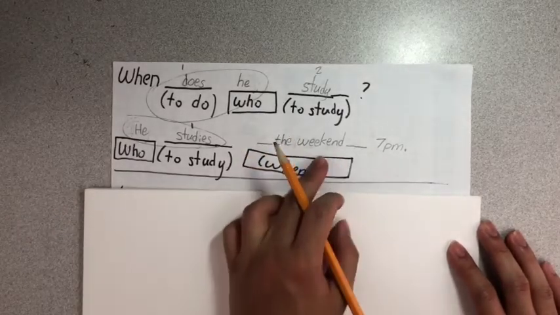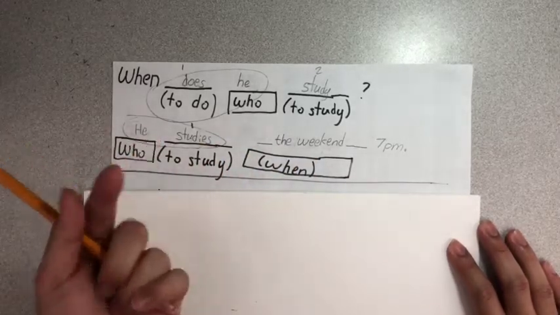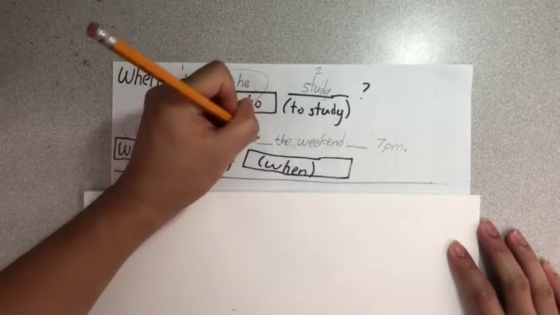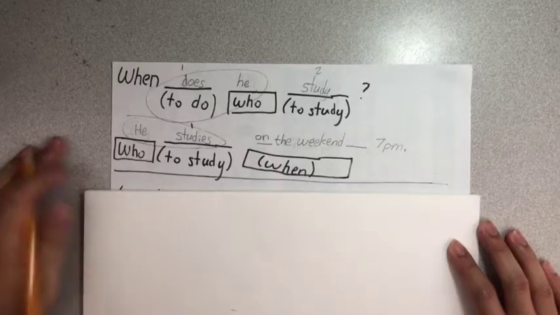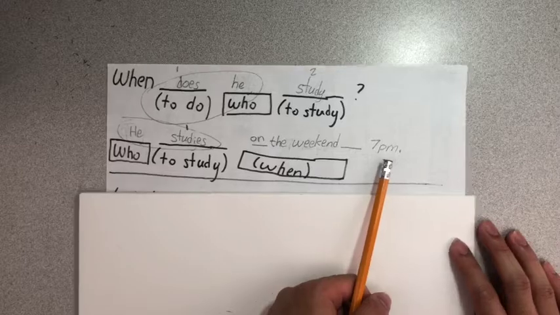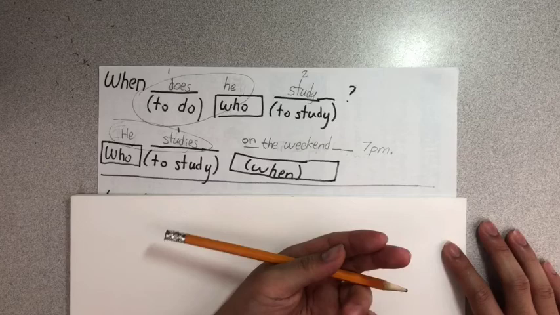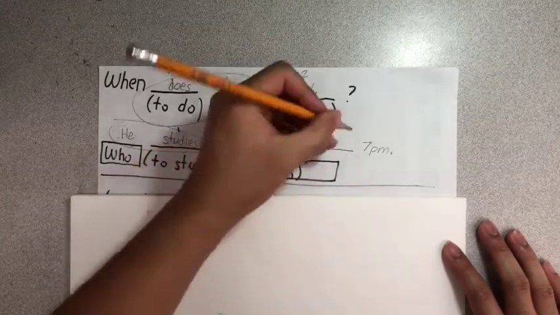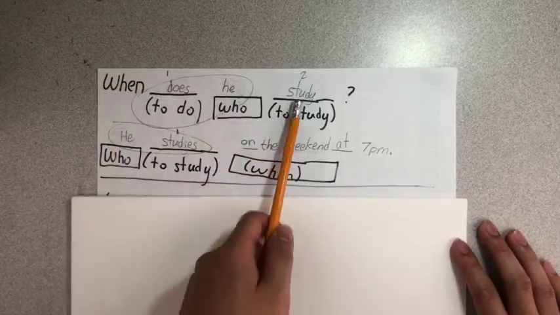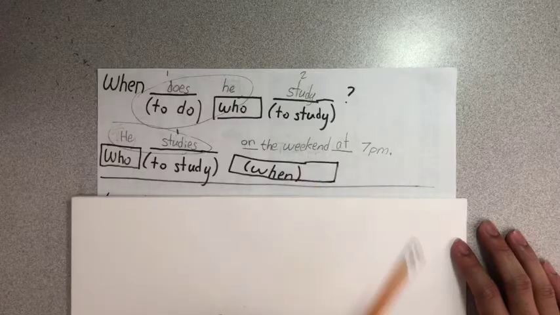The weekend is a day, 2 days. So do we use at, in, or on for days? We use "on" for days. He studies on the weekend, 7 p.m. 7 p.m. is a time. Do we use at, in, or on for time? We use "at" for time. When does he study? He studies on the weekend at 7 p.m.